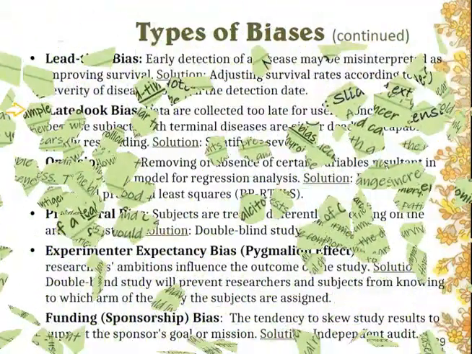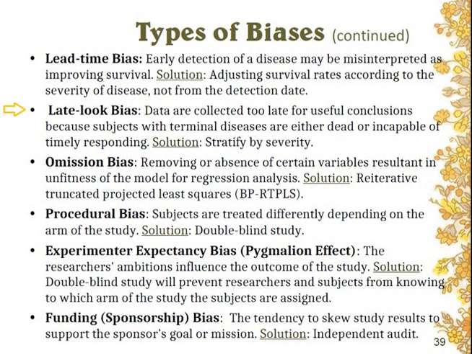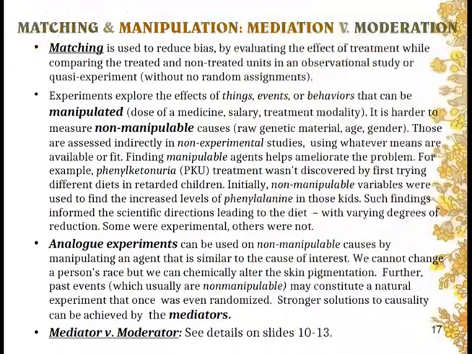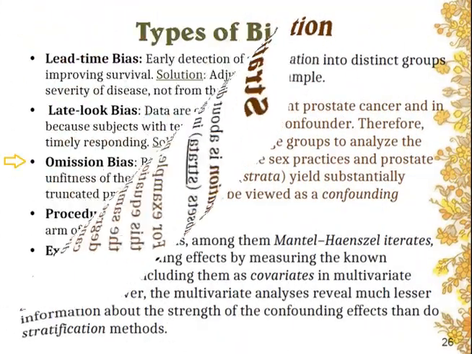date of detection. Late look bias happens when the information is gathered too late to make reasonable conclusions because the research subject with a terminal disease could be dead already or unable to respond. For example, a study of patients with prostate cancer reveals only minimal symptoms because those who have severe manifestations of cancer are too ill to respond or are already deceased. A solution is stratifying the sample for the severity and stage of the cancer. Check again matching and stratification on slides number 17 and 26.